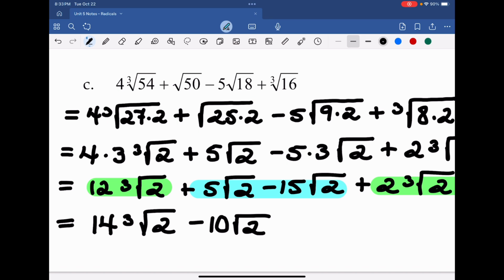So just as you're looking at this, when we're adding and subtracting radicals, we do not change the index. We don't change the radicand. We only change the coefficients. So there's our final answer.